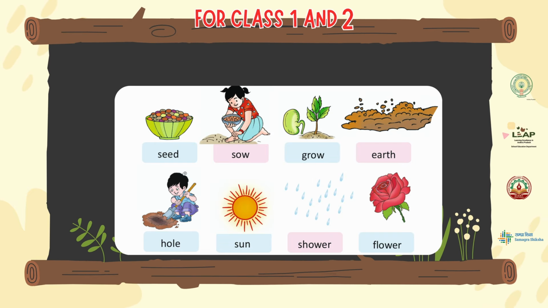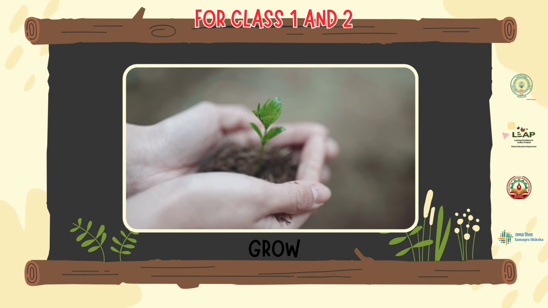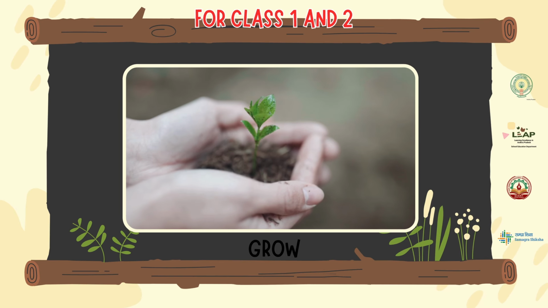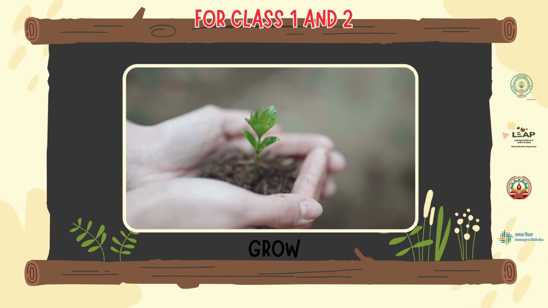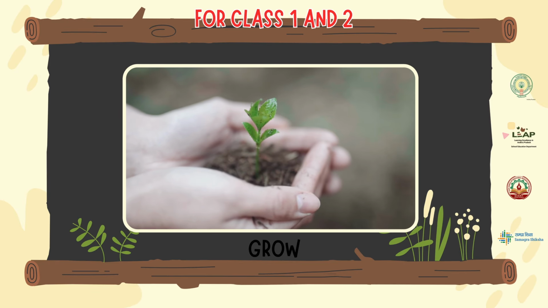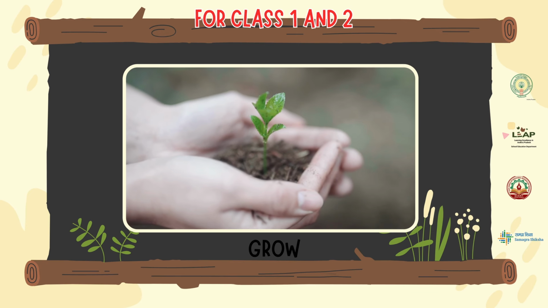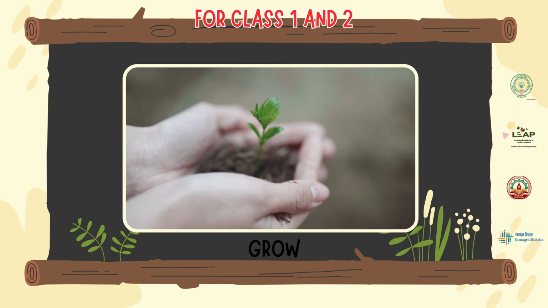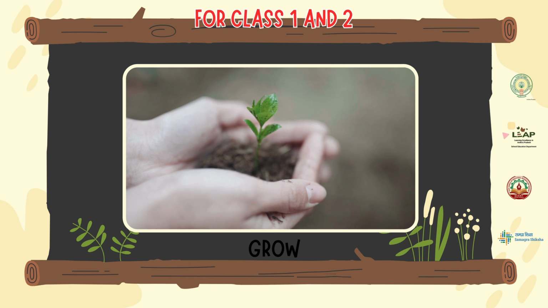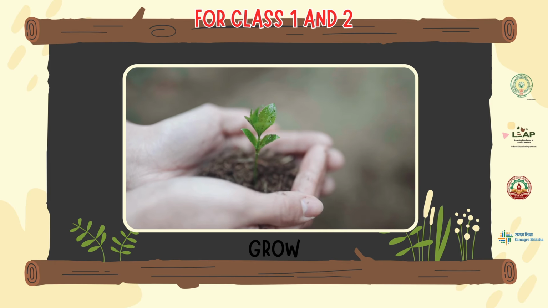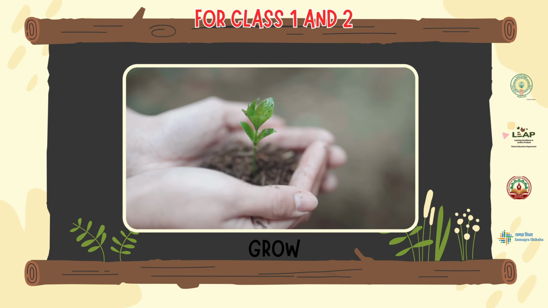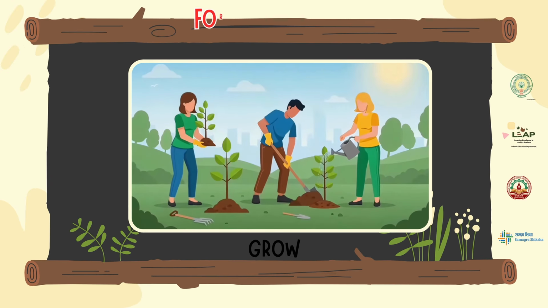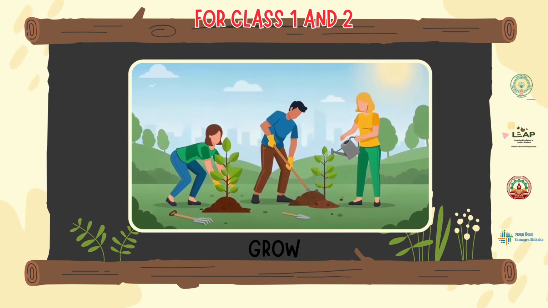The next word in our list is grow. After we sow a seed and give it water and sunlight, what happens? Yes, it starts to grow. Grow means to become bigger and stronger. A seed grows into a small plant, then a big plant, and finally a big tree. Just like you grow taller every year, my dear students.